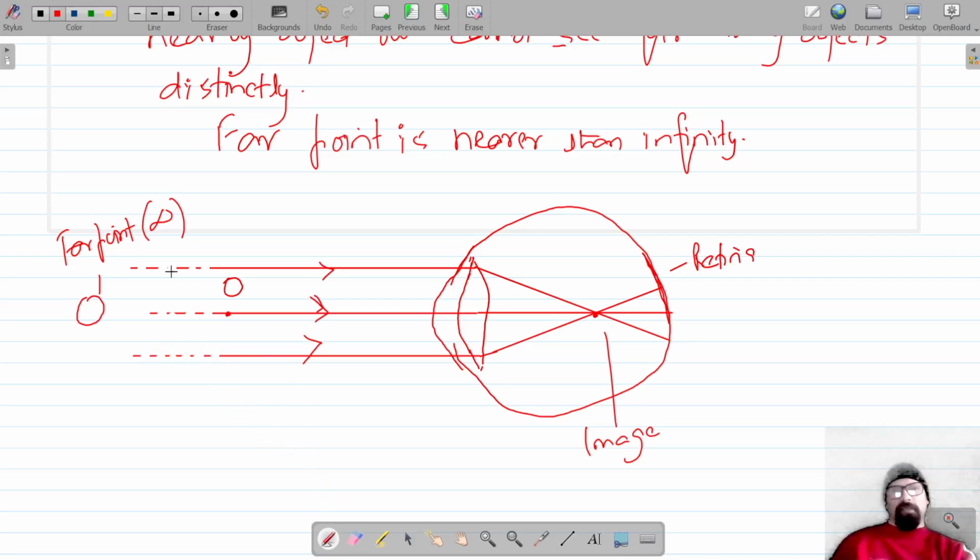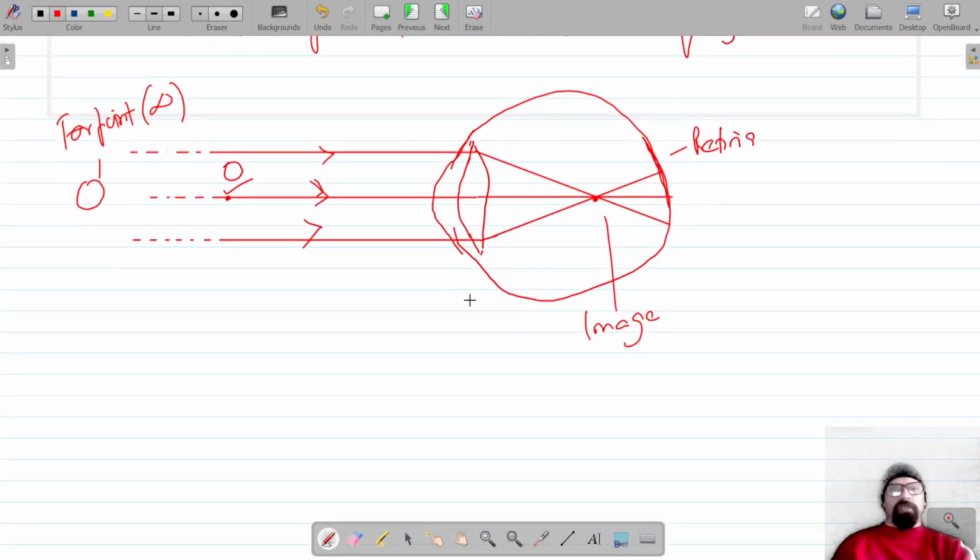Now the rays coming from infinity, this lens is not able to converge and focus them on the retina. Instead, they are intersecting before the retina and the image is formed here. So that means the far point is not here, this is the far point. This is the maximum distance up to which this eye can see and focus the image on the retina. So how are we going to correct this?